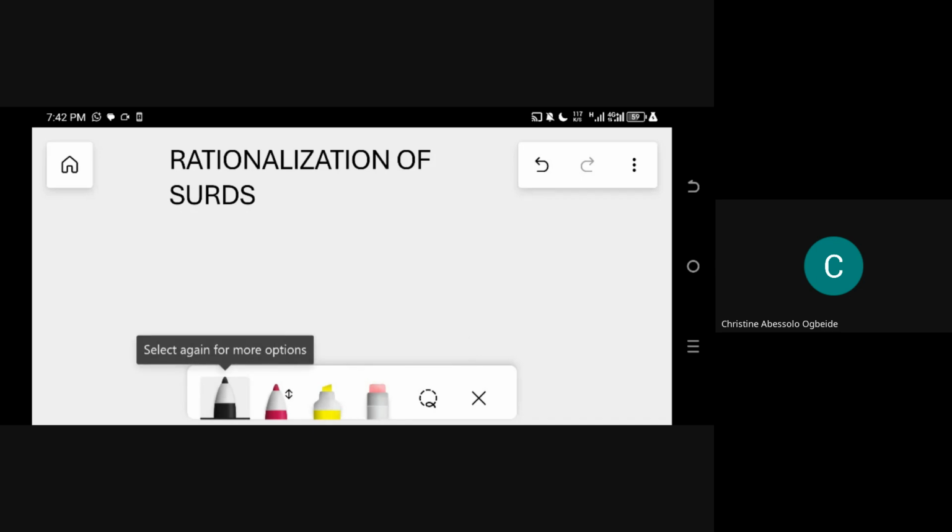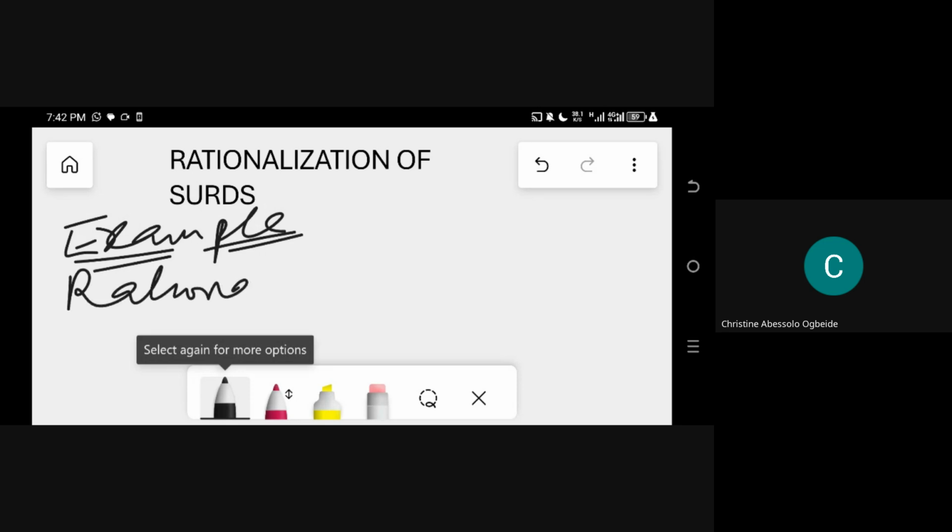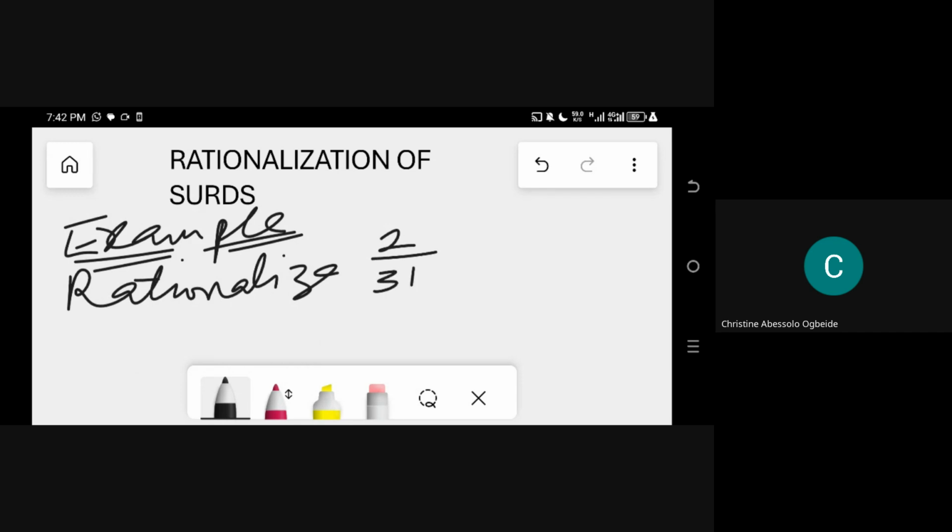Okay, so the first question is, let's say, to rationalize 2 over 3 root 5. Example 1, rationalize 2 over 3 root 5. So there are two ways you can actually rationalize a surd.